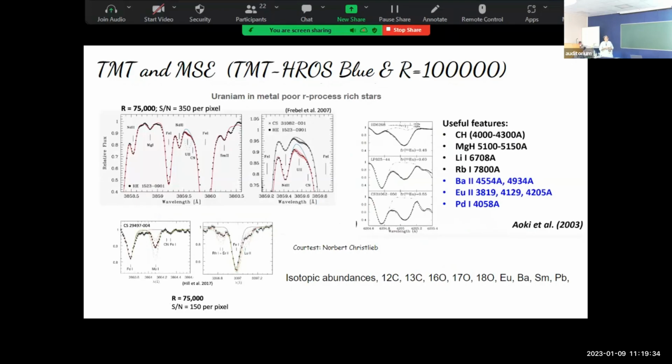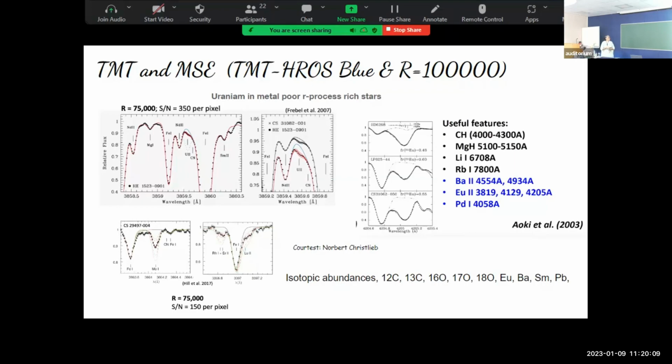And the connection with TMT and MSE is that TMT has blue spectra. Blue is where all the neutron capture elements have transitions. You can see all these elements, lithium, ruthenium, and all these hard process elements, including uranium. So these are all key elements, and there are also isotopes you can probe. So this will give the hard process path of the progenitor.